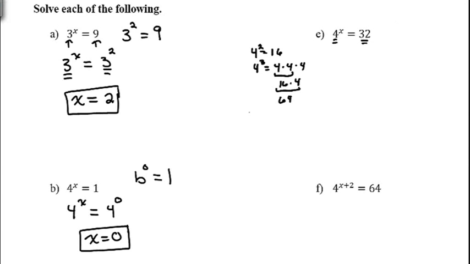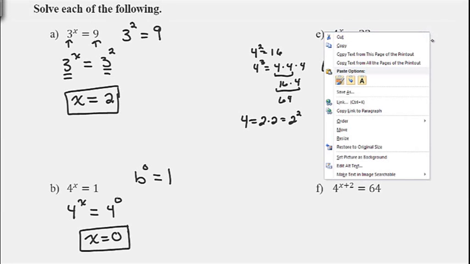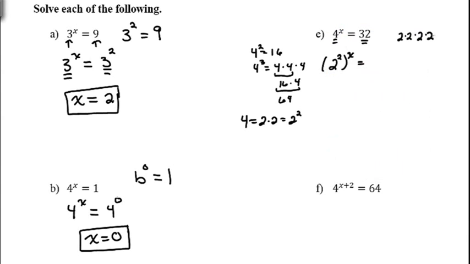And 4 is 2 times 2, or 2 squared. So the 4 is the same as 2 squared, and that's being raised to the x power. And we can write 32 as 2 raised to some power. So 2 times 2 gives you 4, and then times another 2 is 8. And 8 times 2 is 16. And then times another 2, 16 times 2 is 32. So that's what number is going to do it for us there. And so that is 2 to the 5th power.